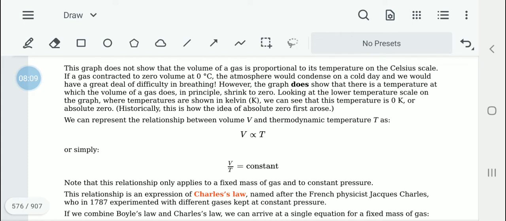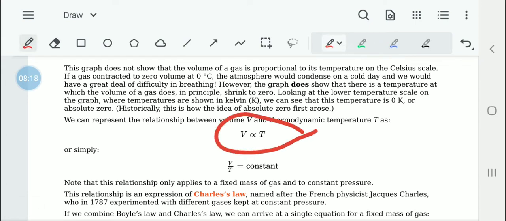Constant pressure, and is referred to as Charles' law. And then write down V is proportional to T and V upon T is a constant.